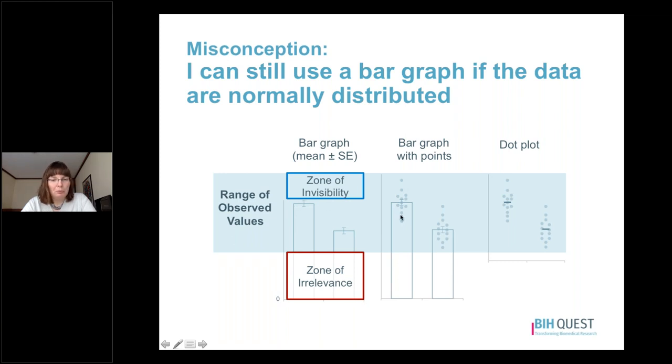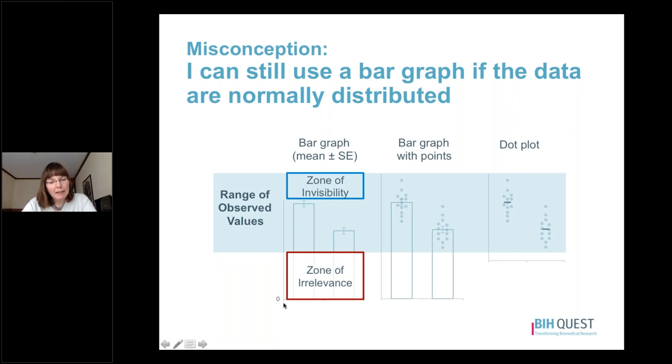Well, the first and most important thing is I cannot see the dots themselves, the actual data that make up this bar graph. And so for my regions of distortion, I will often cut off the axis a little bit above the error bar for the top group. And this can lead to distortion of the reader's perception of the range of observed values because data points that are actually in my data set may be excluded from the y-axis. And we call this the zone of invisibility.